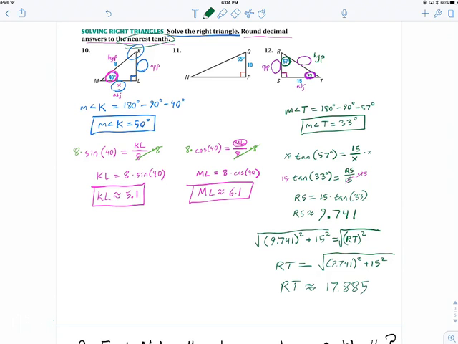So now that I'm done, I could approximate both of those. So RS is approximately 9.7. If I would have rounded that at the beginning of the problem, I wouldn't have gotten 17.885. So actually, let's go back to the calculator and see if we would have gotten the same result. Would we have gotten 17.9? So I'm going to use just 9.7 as though I had rounded early in this problem. Let's see how close it is to 17.885.